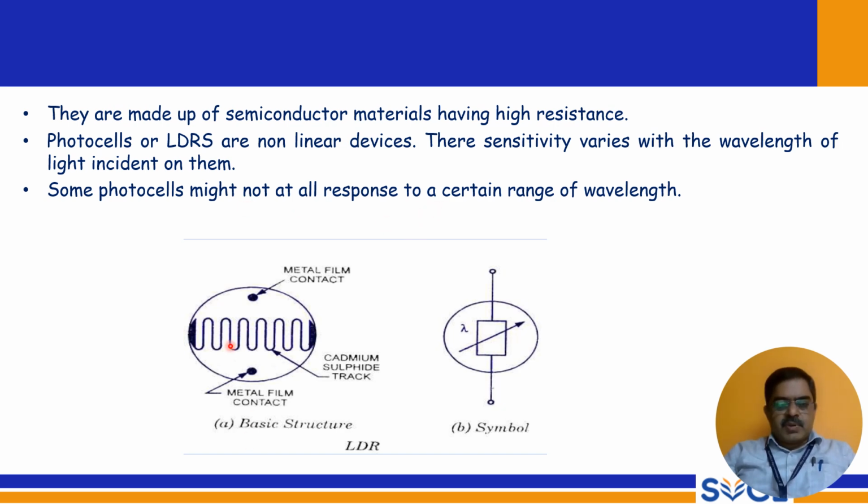So here, this is the basic structure, and this is the symbol for LDR. This is the metal film contact, and this is the cadmium sulfide track, and it is actually etched on this. This is made in an etching process.